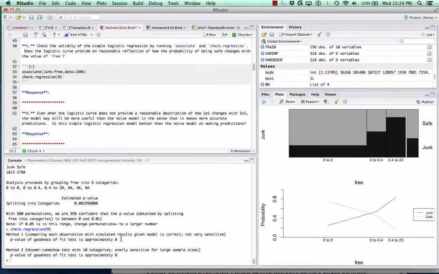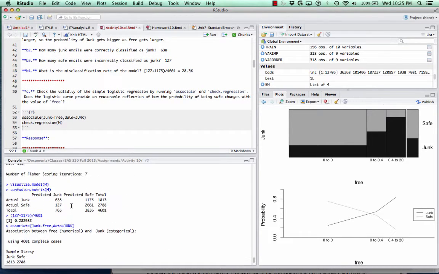Where we have to worry is with the lenient test. Method 1 is not very sensitive to departures from the logistic curve, and so if we fail this goodness of fit test, we really have to worry. If we fail this goodness of fit test, it is pretty conclusive that the logistic curve fitted by the model is not really providing a reasonable reflection of how reality is. So we see that we fail this goodness of fit test. The p-value is less than 5%. So, all right, it does not look like the logistic curve provides a reasonable reflection of how the probability of being safe or junk actually is changing with the frequency of the word free.